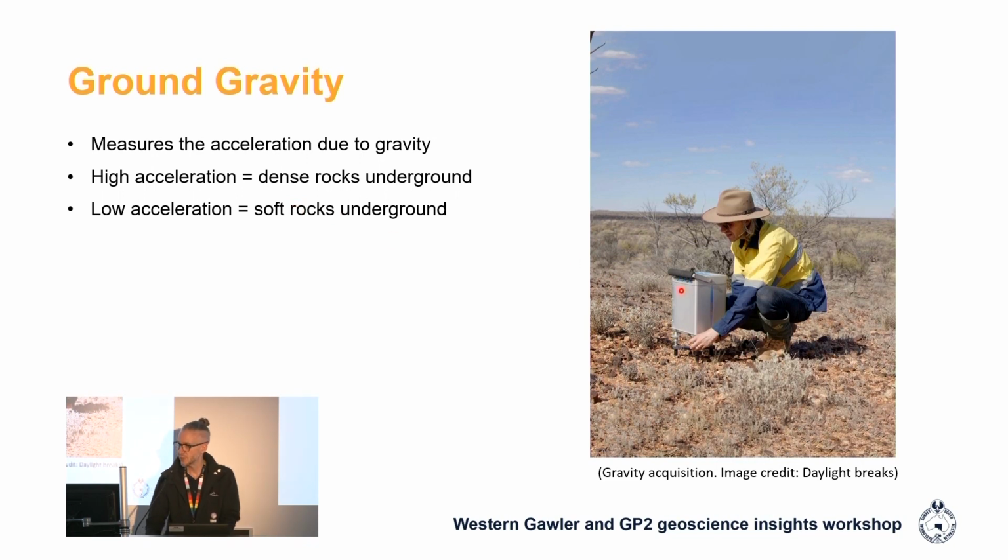We have these instruments, these little grey boxes. They measure the acceleration due to gravity. So if you drop something, it accelerates. We can measure that. If it's a slightly higher acceleration, it means there's more dense material underneath the gravity meter. So dense rocks, gold, iron, that sort of thing. If it's a low acceleration, we're looking at the softer rocks, so the sandstones, the more porous rocks.